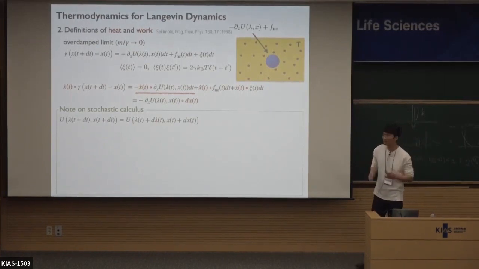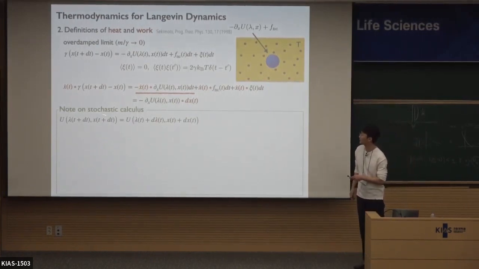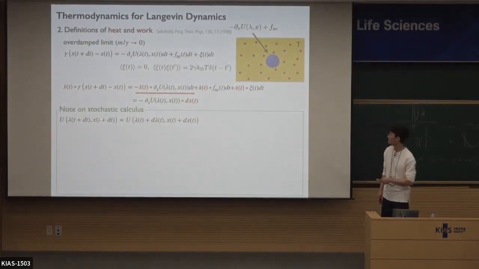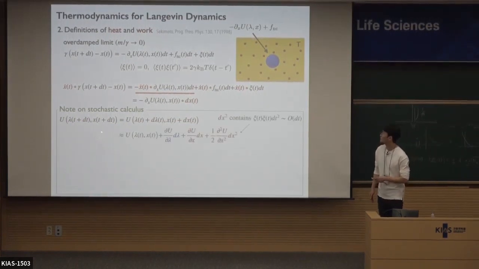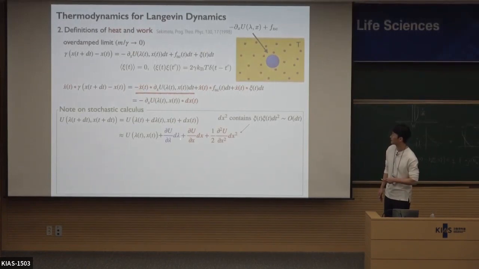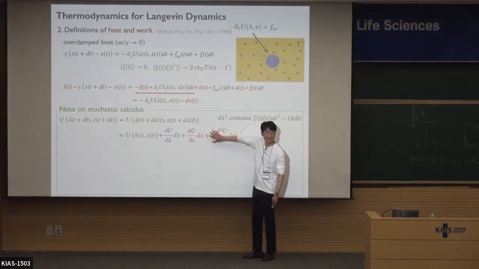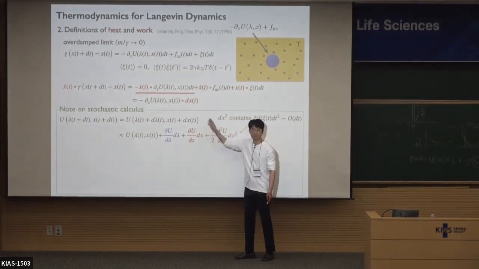There is one important thing to understand about this term. Let's consider the expansion of this function. This is the potential evaluated at the next time. So this lambda at t plus dt can be written in this way, and x at t plus dt can be written in this way. Now we want to expand this U function. This is the leading order, and this is the first correction term, with the partial derivative with respect to lambda and the partial derivative with respect to x. In the usual case, we don't care about the next order, right? We usually keep up to this order.